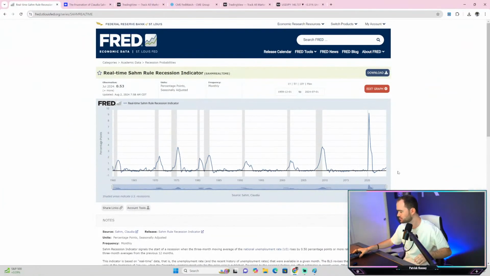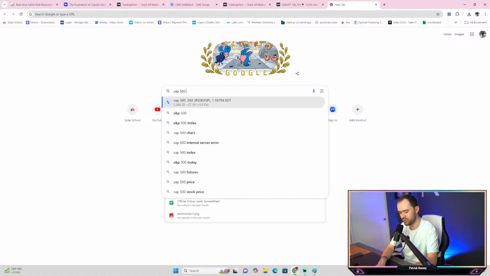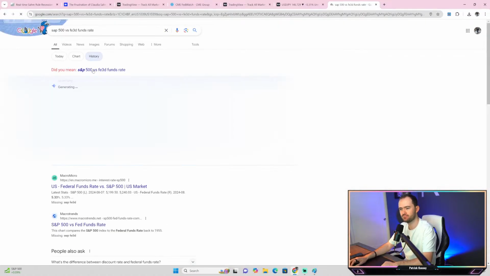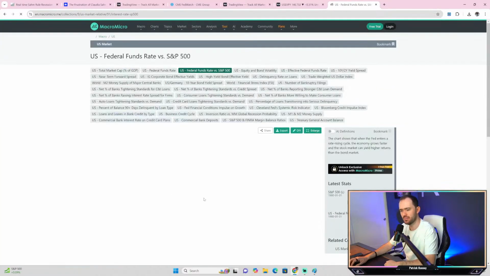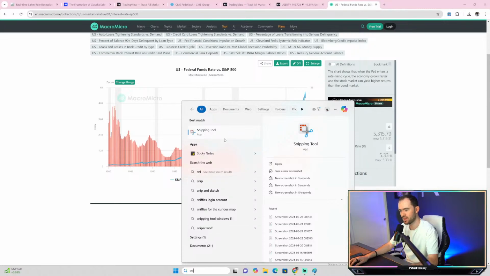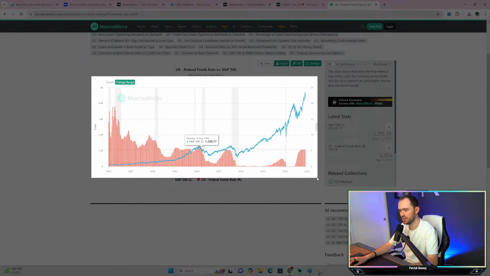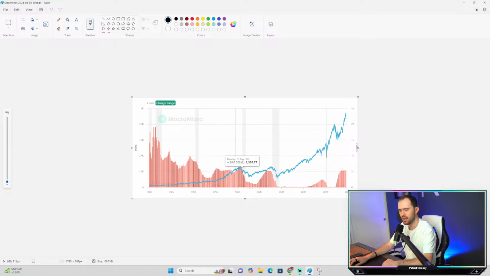So, going back to the screen, why do I mention all of this? Take the carry trade out of it. S&P 500 versus the Fed funds rate. Sorry for my typos. If I were to go into a chart here and look at this, what a lot of people fail to realize, and what a lot of people are currently celebrating, is they're getting excited about rate cuts. Here's the trouble.